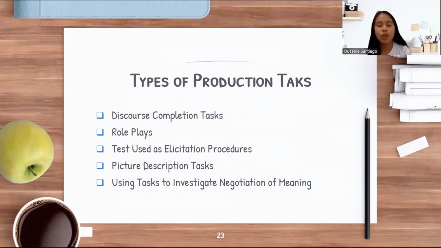Discourse completion tasks, role plays, tasks used as elicitation procedures, picture description tasks, using tasks to investigate negotiation of meaning.